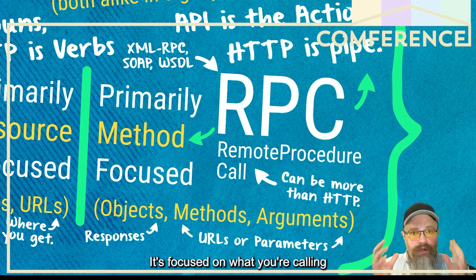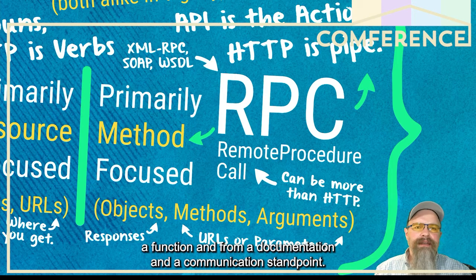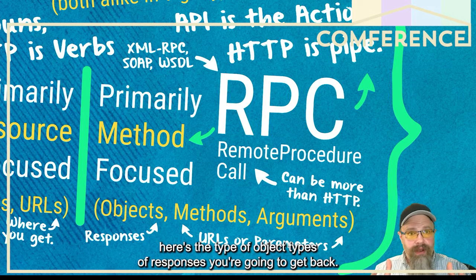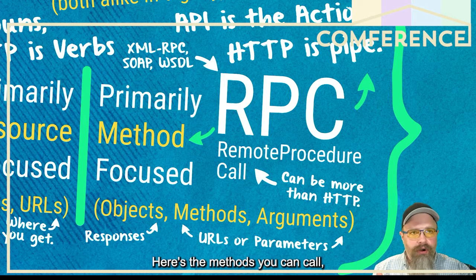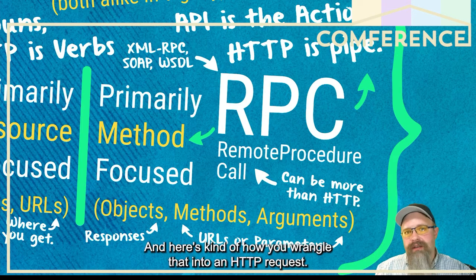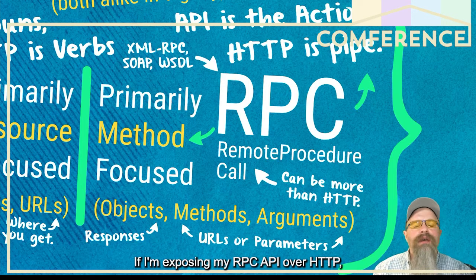It's focused on, well, you're calling a function, and from a documentation and a communication standpoint, the thing that we need to communicate to those that are using our API is, well, here's the types of objects, the types of responses you're going to get back. Here's the methods you can call, and here's the arguments I expect you to pass to them, and here's kind of how you wrangle that into an HTTP request if I'm exposing my RPC API over HTTP.